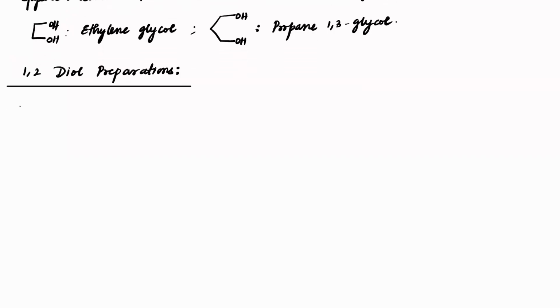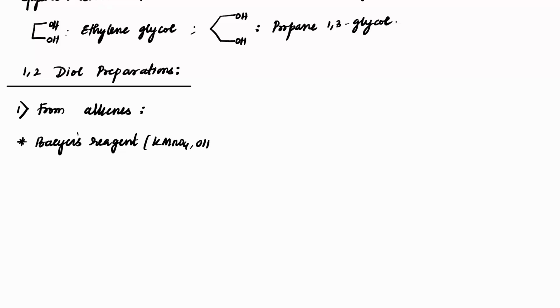See, first from alkenes. From alkenes, we have already learned this. I'll just list it out here. We learned about Bayer's reagent. If you recall, it is KMnO4, OH minus in cold condition. So that will give you a diol.